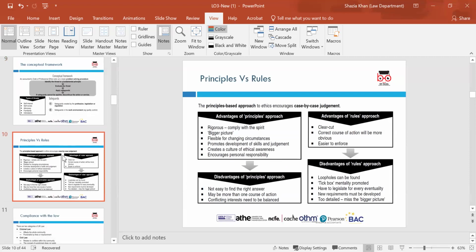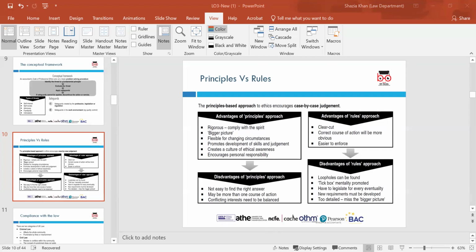Principles versus rules. The principles-based approach to ethics encourages case-by-case judgment. So the advantage of principles is that they are rigorous. So we comply with the spirit. So we comply with the rules. Legal principles are needed to be complied with.